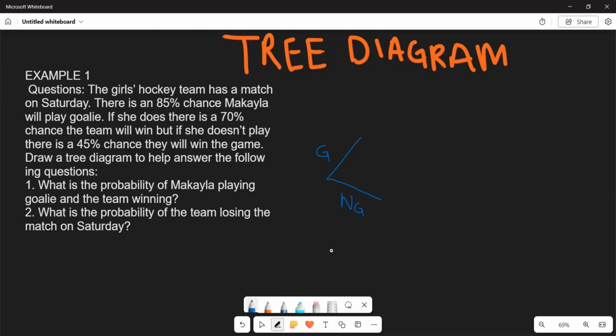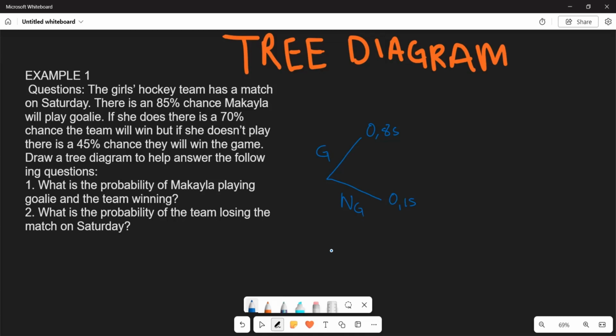Now, the chance that she will play goalie is 85%. 85% in terms of probability can be represented by 0.85. So the probability of goalie is 0.85, and the probability of not goalie is going to be 0.15. Altogether, that is that.